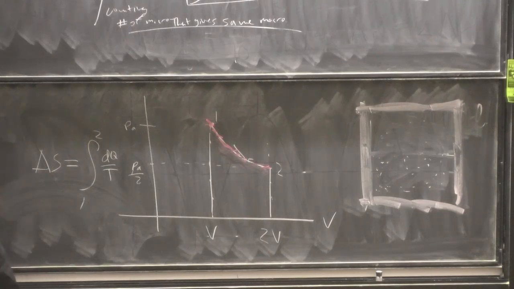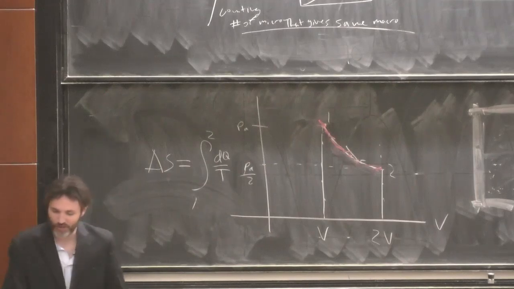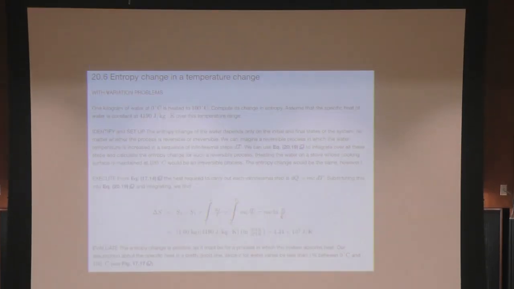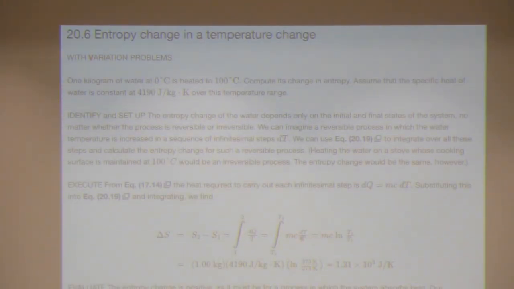Okay, so now we have an example. We've got 1 kilogram of water at 0 degrees Celsius. It's heated to 100 degrees Celsius. We can compute the change in entropy by looking at the final states. And the reason I'm just going over this quickly is because we already did this calculation. So we have mc dT over T. This comes from the heat change.